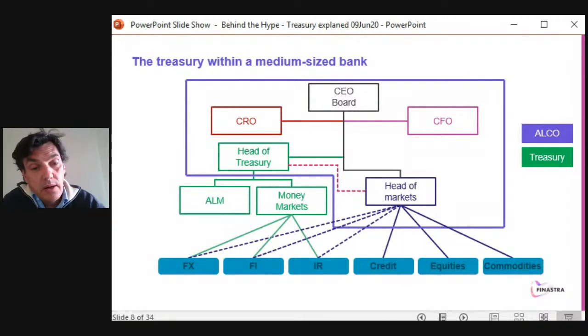like, okay, we need to provide more mortgages because there is a good margin with mortgages. So we need to increase our market share there. Maybe we will decrease our market share with small corporations because actually the return is not that good, and so on. So they will decide the allocation of the capital.